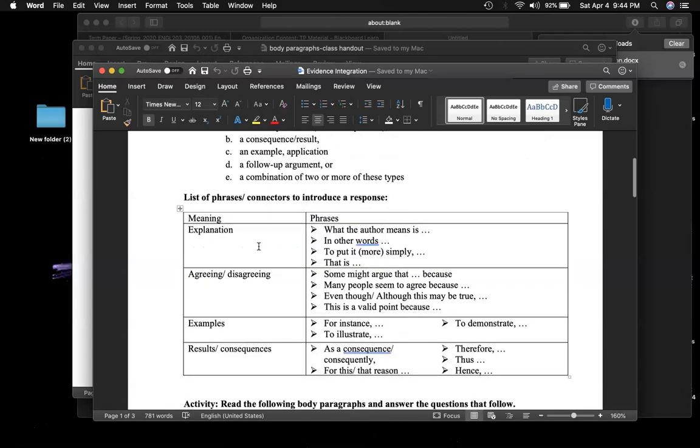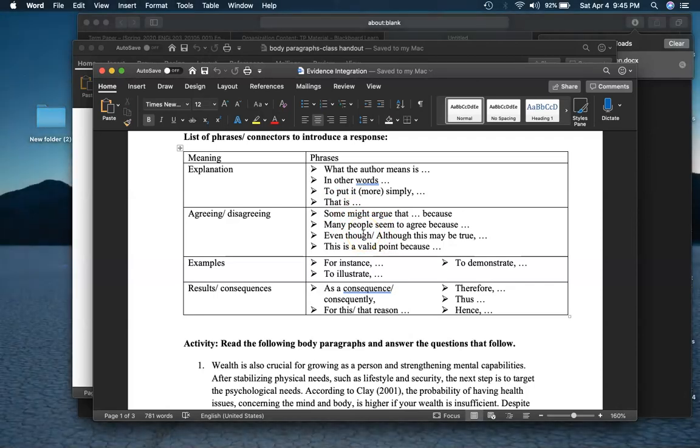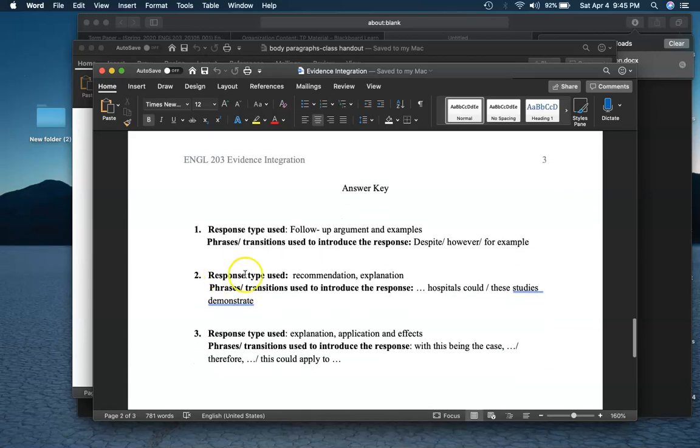Alright, so if you are writing an explanation, this is your language. If you're agreeing or disagreeing, these are your options. These are language options that you can use to start your response. Don't say this is a good idea, this is a bad idea, this idea is not good, this idea is not okay. That's not counted as one sentence. So there are 3 examples here. Please look at them. I already told you the answer key is right there.